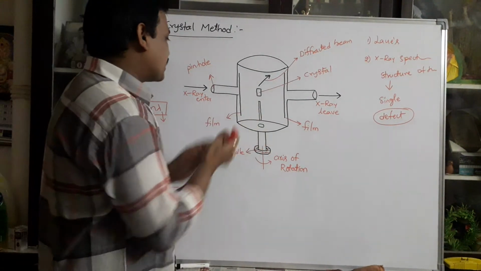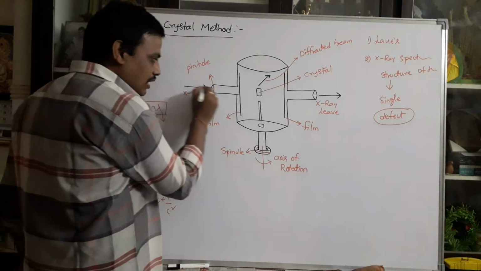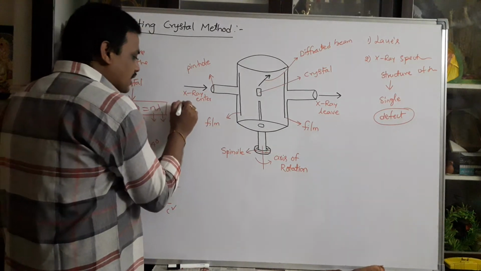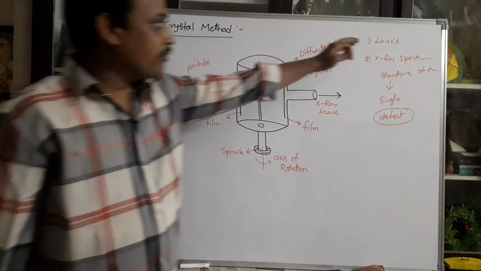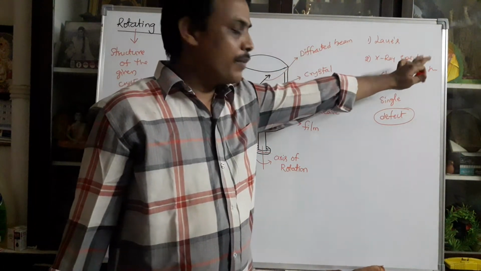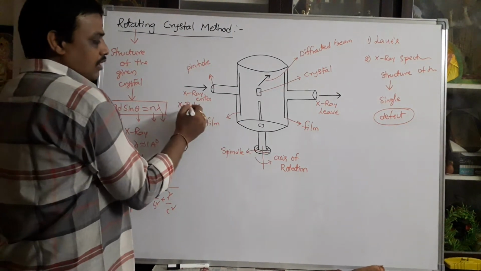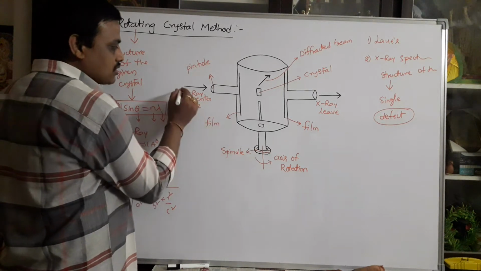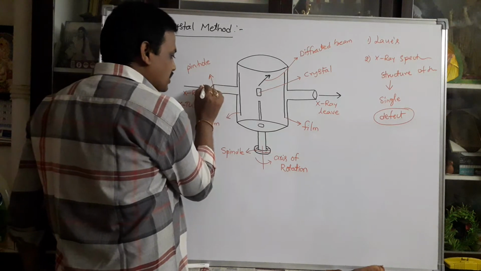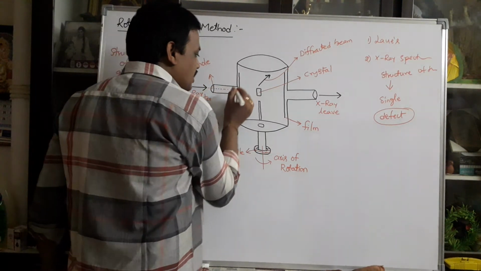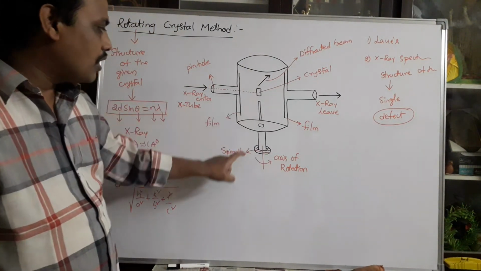In this arrangement, first the X-rays are incident from the X-ray tube. We already showed the X-ray tube in experiment number 1, the Laue method, and the X-ray spectrometer method. The X-ray tube gives the X-rays. This X-ray enters the pinhole of this structure and is incident on the crystal. The crystal must be placed on the spindle.